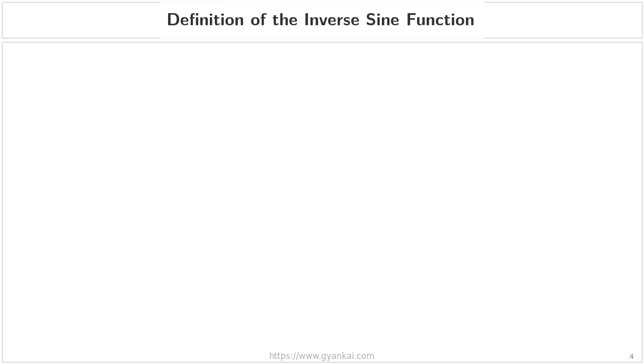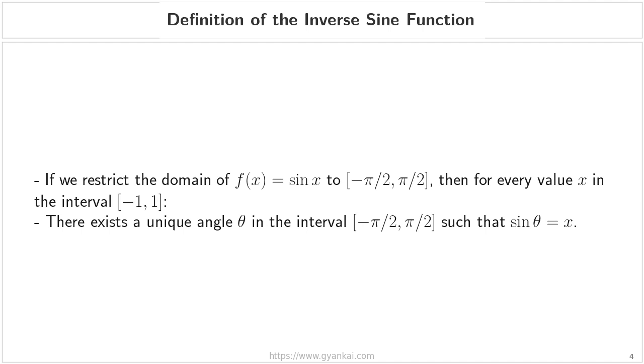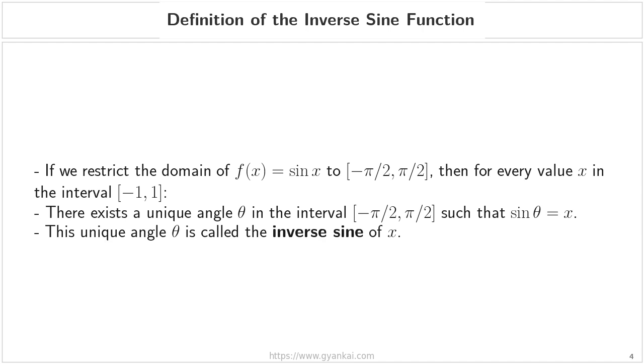Definition of the inverse sine function. Now that we have established why we must restrict the domain to make the function bijective, let us move on to the formal definition of the inverse sine function. If we restrict the domain of the function f(x) = sin x to the interval from -π/2 to π/2, then for every value x in the interval from -1 to 1, there exists a unique angle θ within that same interval of -π/2 to π/2, such that sin θ = x. This unique angle θ is precisely what we call the inverse sine of x.